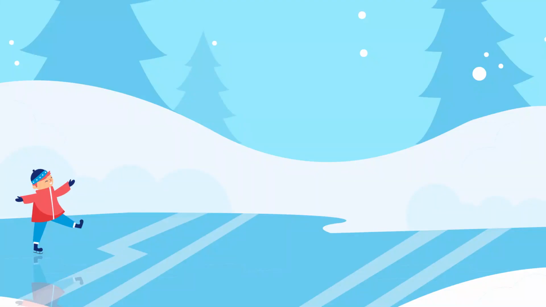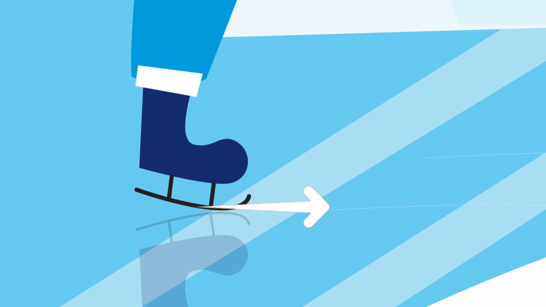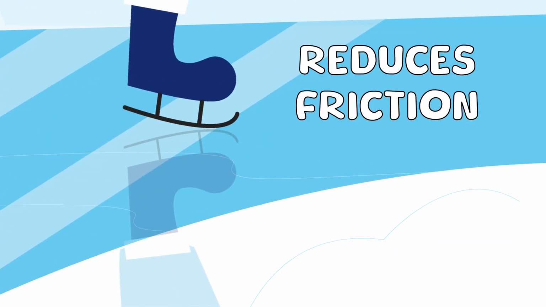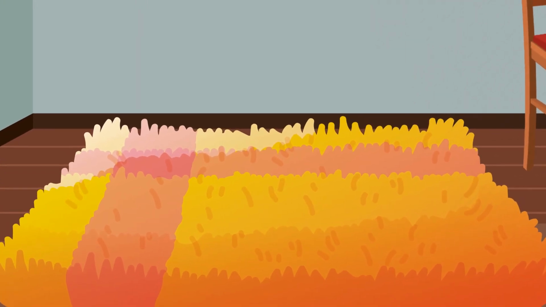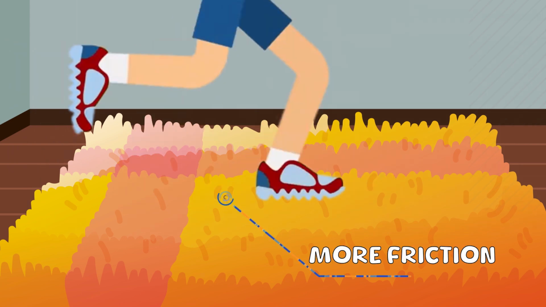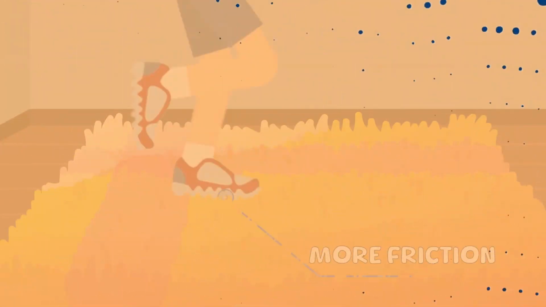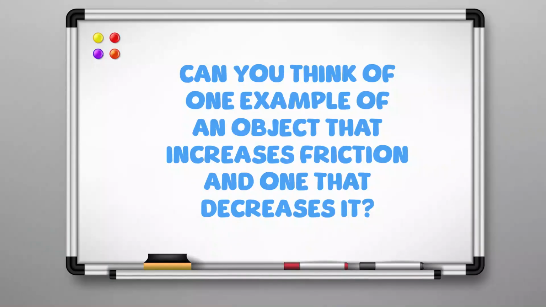For example, ice. When you skate on ice, the blades of the skate glide on the thin layer of melted ice, which reduces friction between the blade and the ice. Second, carpet. Walking on a carpet increases friction between the soles of your shoes and the fibers of the carpet, which can help prevent slips and falls on a smooth floor surface. Understanding these concepts can make all the difference.